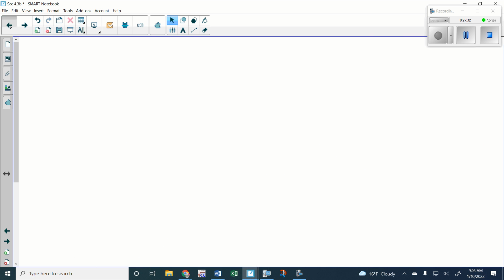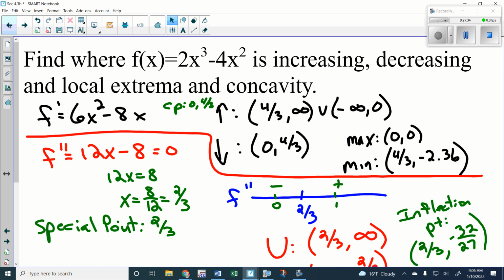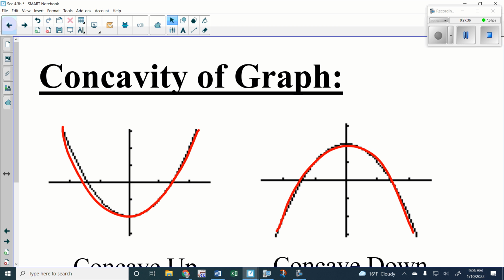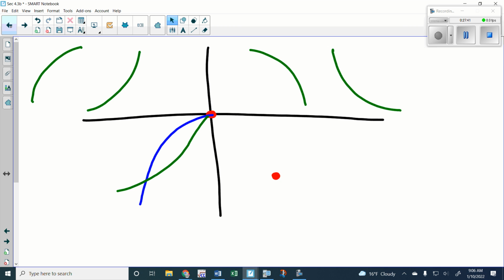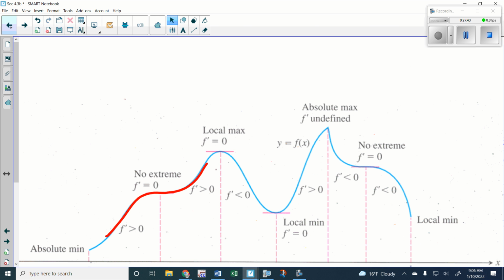You go back. Where's the graph? The graph here.